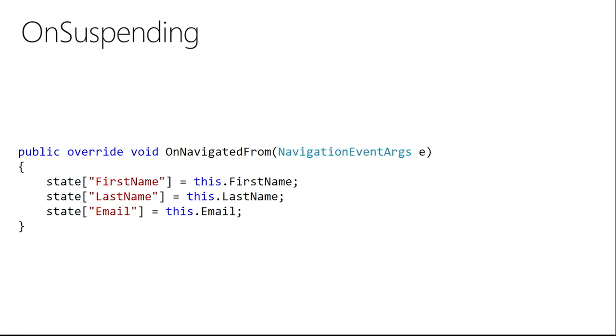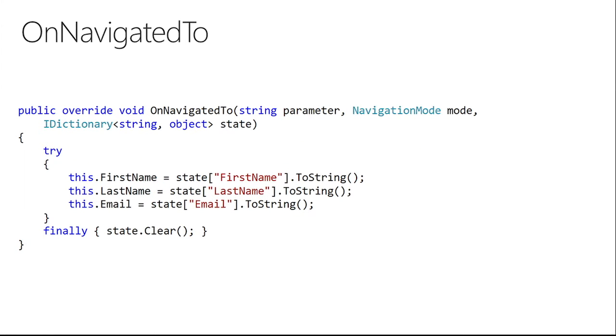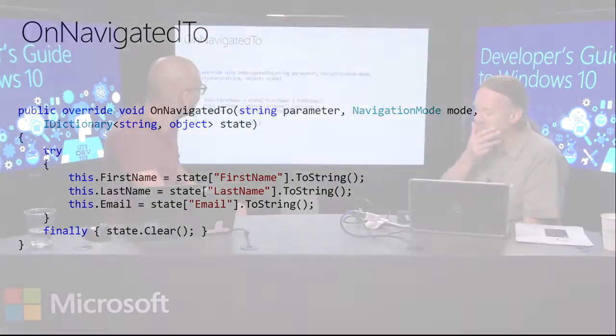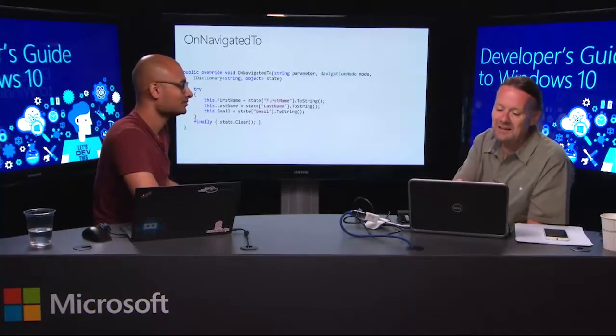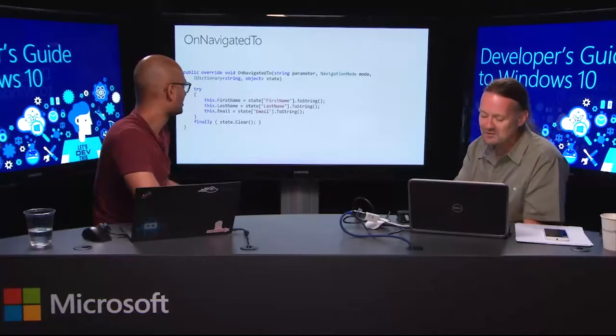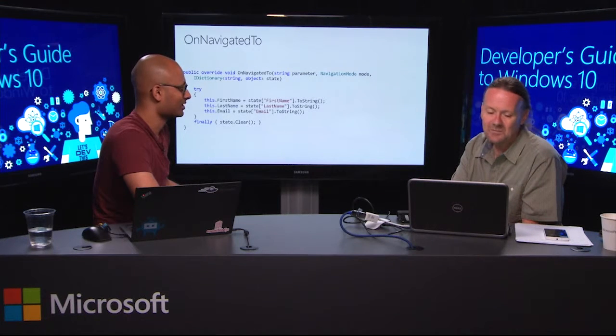We probably want to save the volatile state of the page. And then, of course, when we come back in, you might want to restore that. So in OnNavigatedTo, if we want to, you go and find out if there are these values in the state dictionary, and then you pull them out and use them to rehydrate your state on the page. But then you want to clear them out of the state so that it's not hanging around, because you don't want it to go stale after you've rehydrated. Exactly. That's essentially the pattern.